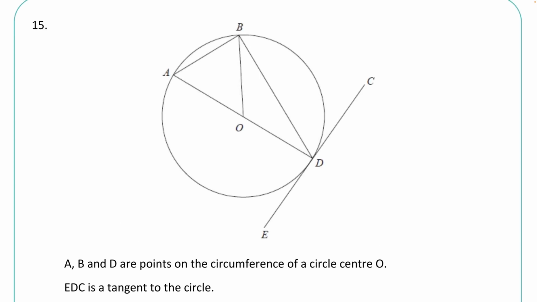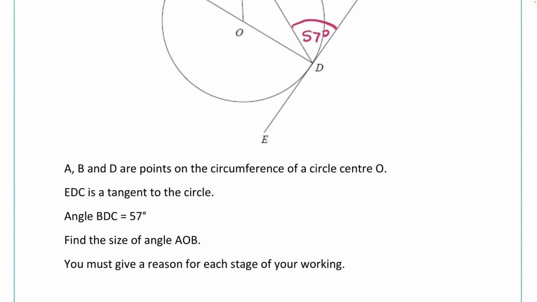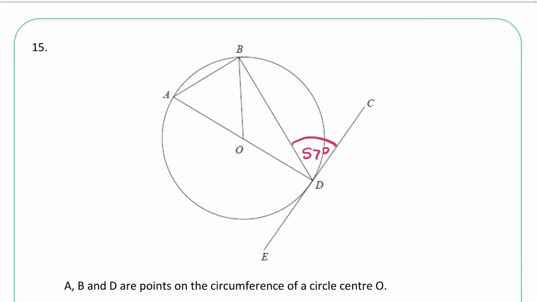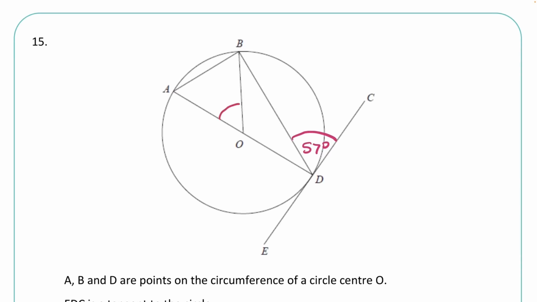BDC is equal to 57, so B to D to C. So it's telling us this one here is 57 degrees. And there we go, 57 degrees. And what else does it tell us? It also says, find the size of angle AOB, and you must give a reason. So AOB is this angle here.